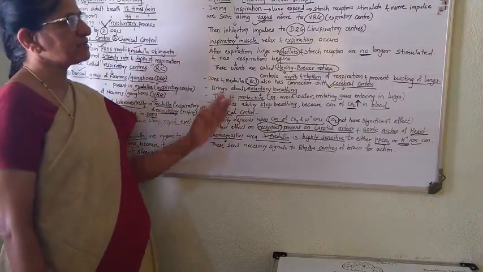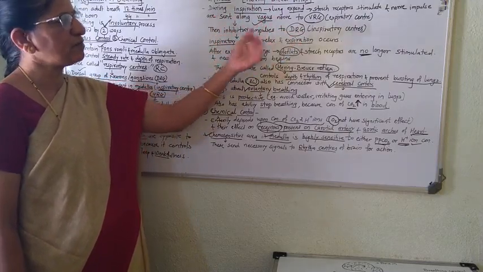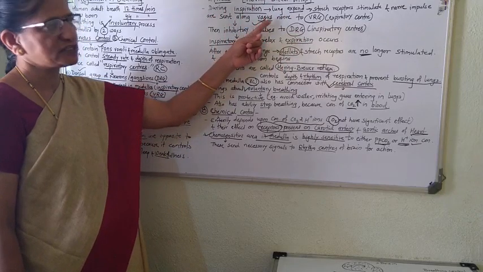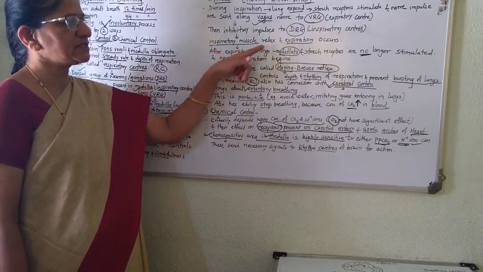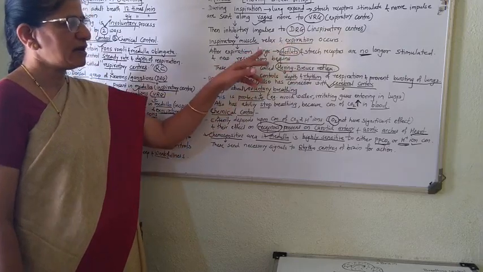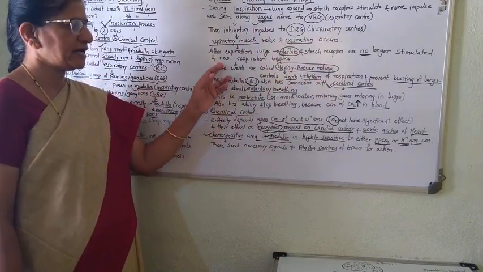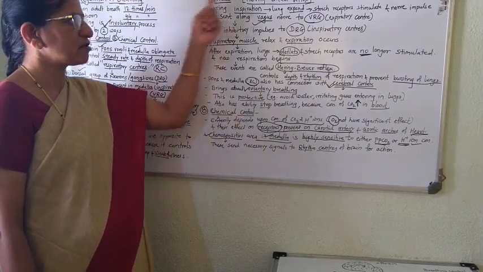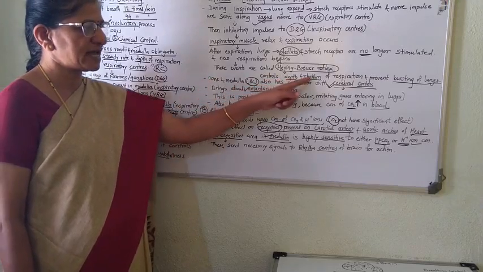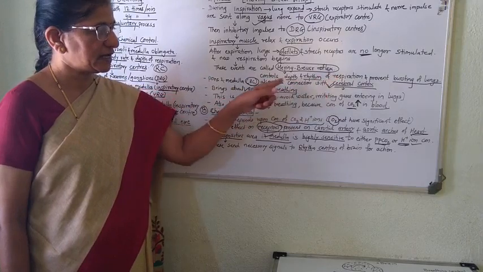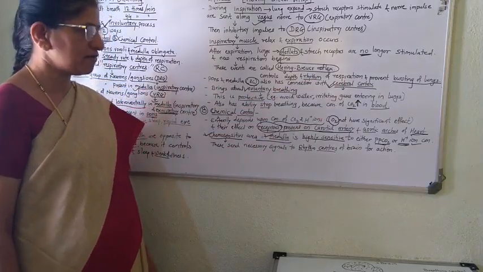And that process is summarized by the Hering-Breuer reflex. During inspiration, the lungs expand, stretch, and stimulate a nerve impulse, sent along the vagus nerve to the PRG, then to the DRG, then the inspiratory muscles relax, expiration occurs, the lungs become empty, and stretch receptors are no longer stimulated, hence new respiration begins. This is called the Hering-Breuer reflex. This Hering-Breuer reflex controls the depth and rhythm of respiration and prevents bursting of lungs.